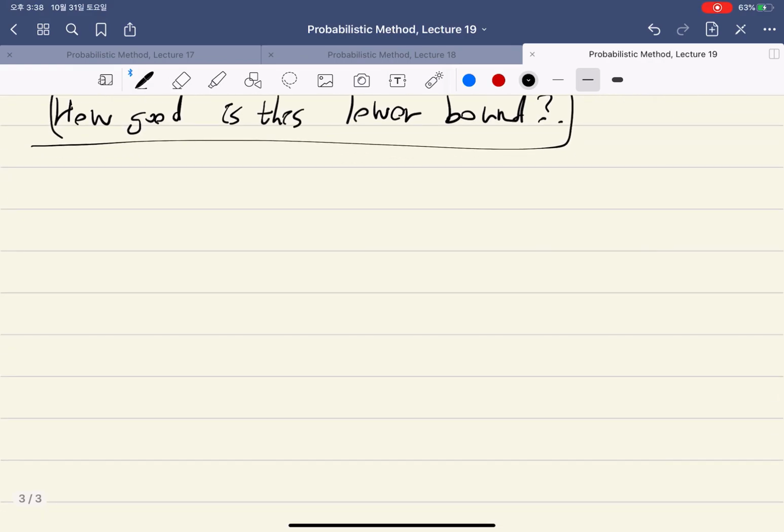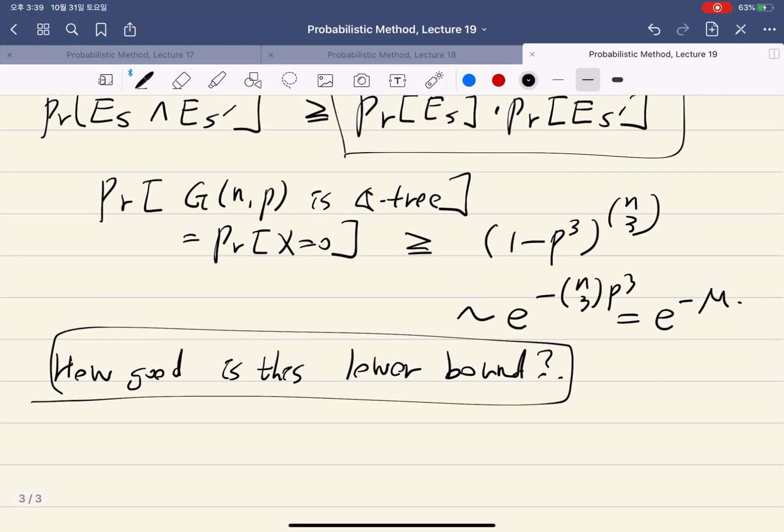You might see that this situation is somewhat similar to the situation that we dealt with in the local lemma. In the local lemma, there are many bad events, and we wanted to show that none of them happens with positive probability. But here, we want to actually find the probability that none of the bad events happen.